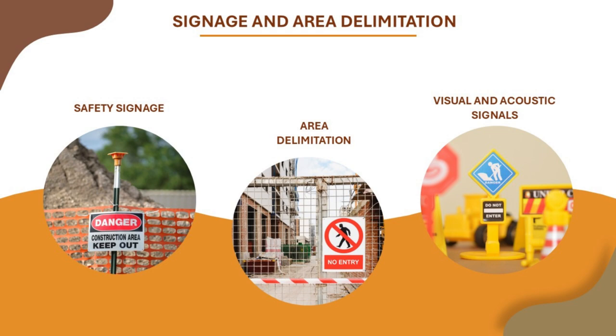Signage and area delimitation. Safety signage. Install visible signs indicating the presence of the crane. Danger areas. Access prohibited to unauthorized personnel. Area delimitation. Fence off the crane operating area to prevent the passage of unauthorized personnel.